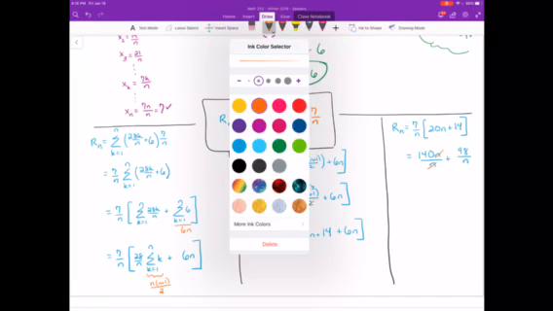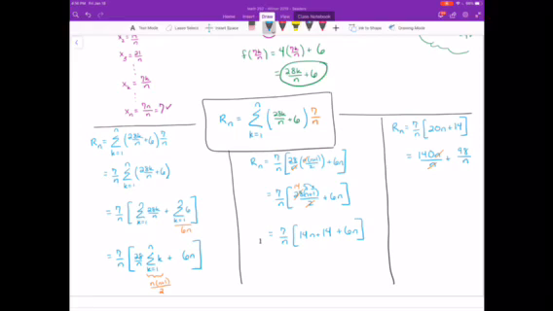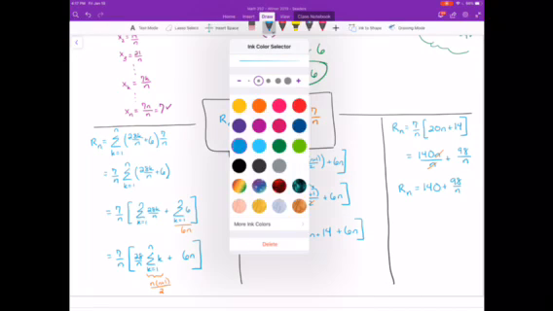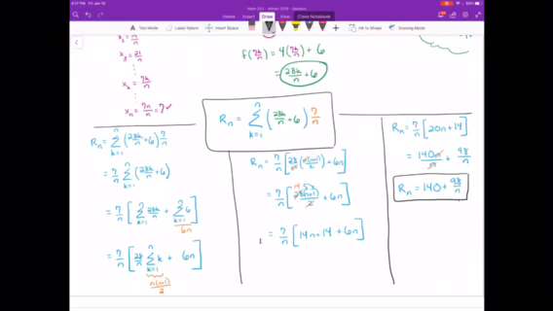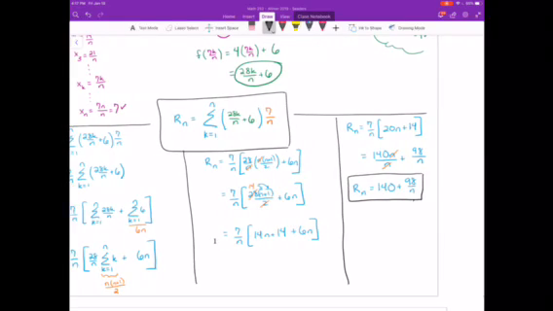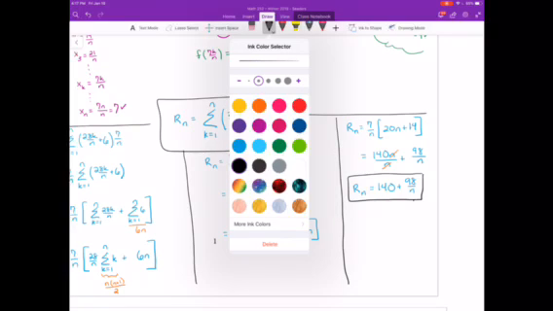And this simplifies to 140 plus 98 over n. And that's my right-hand Riemann sum for any arbitrary n. Which means now I can take the limit as n goes to infinity of that to get the integral.